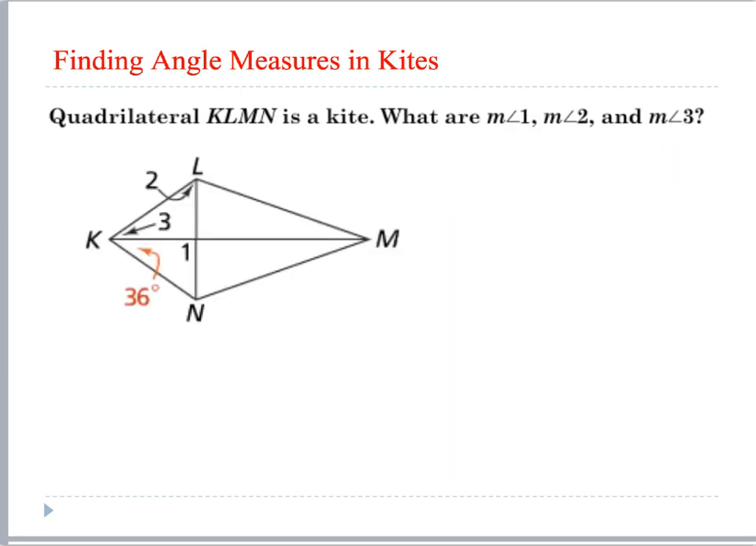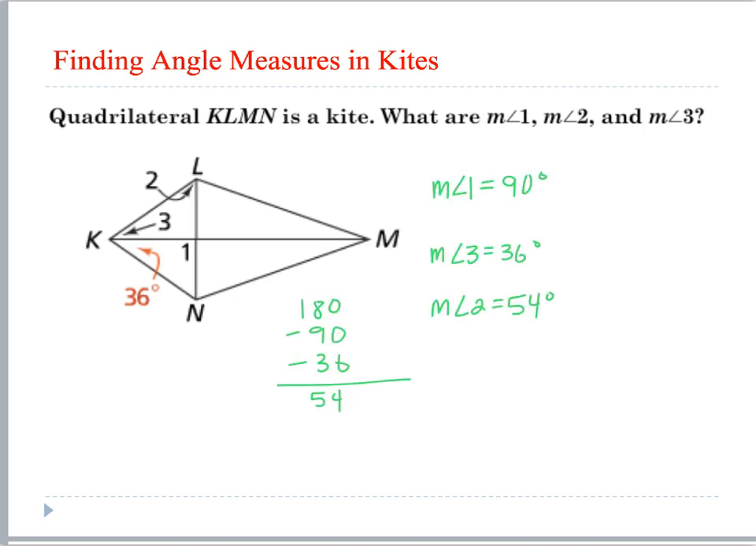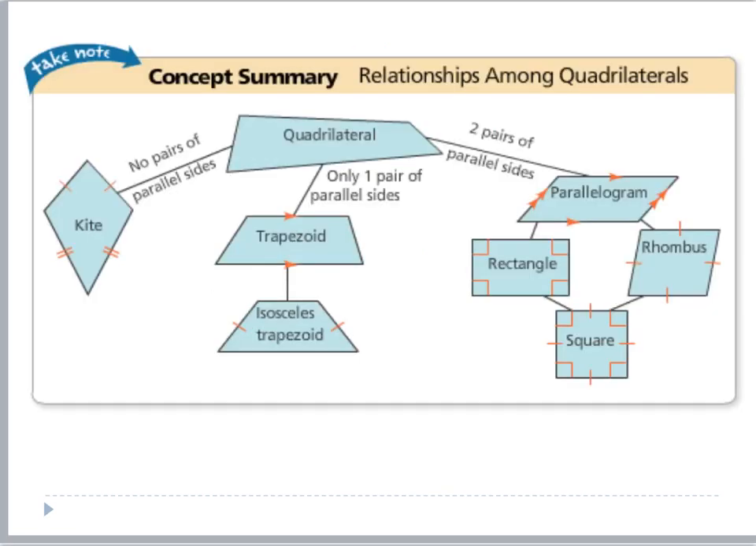Okay, another kite here, finding missing angle measures. Again, pause, figure this out on your own, and then come back and check your answers. All right, so hopefully you got these answers. Angle 1 is 90, because that's where the diagonals are perpendicular. Angle 3 is 36, same as the given angle, and angle 2 then is 54 from subtracting those two angles.